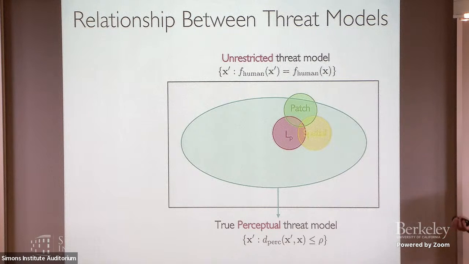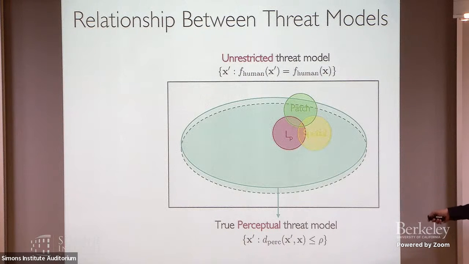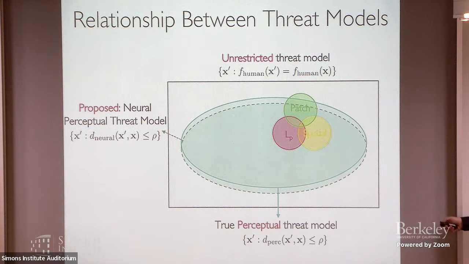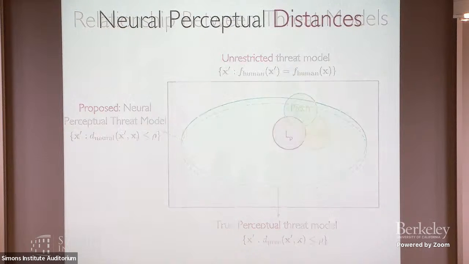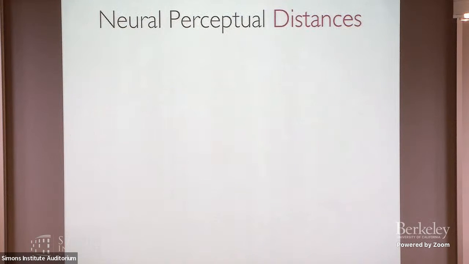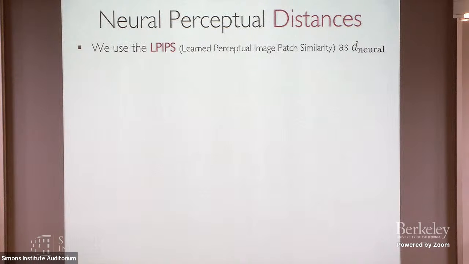So instead of this bottom-up approach, we propose a new view to this problem, a top-down view, where we directly approximate this set of imperceptible adversarial examples using a neural network. Basically, we look at all X prime such that the neural perceptual distance between X and X prime is within a certain threshold. We call it the neural perceptual threat model. So what distance do we use as our neural perceptual distance? We use LPIPS, learned perceptual image patch similarity, but our framework is general. Other distances can also be used.